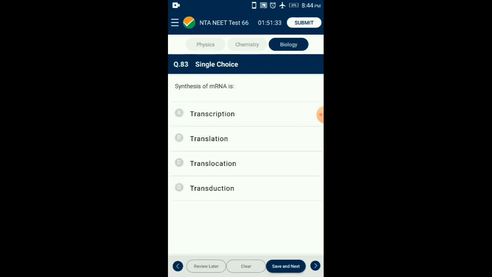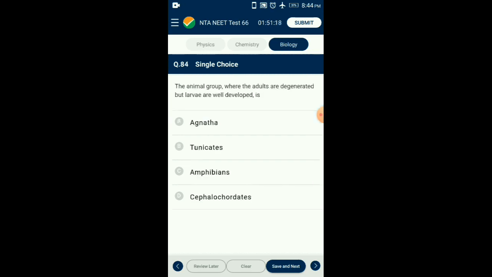Question number 83. Synthesis of mRNA is. Transcription is the process of the formation of RNA from DNA template. So the answer is option A, transcription. Question number 84. The animal group where the adults are degenerated but larvae are well developed is. Tunicates show retrogressive metamorphosis which results in the degeneration in adult. So the answer is option B, tunicates.